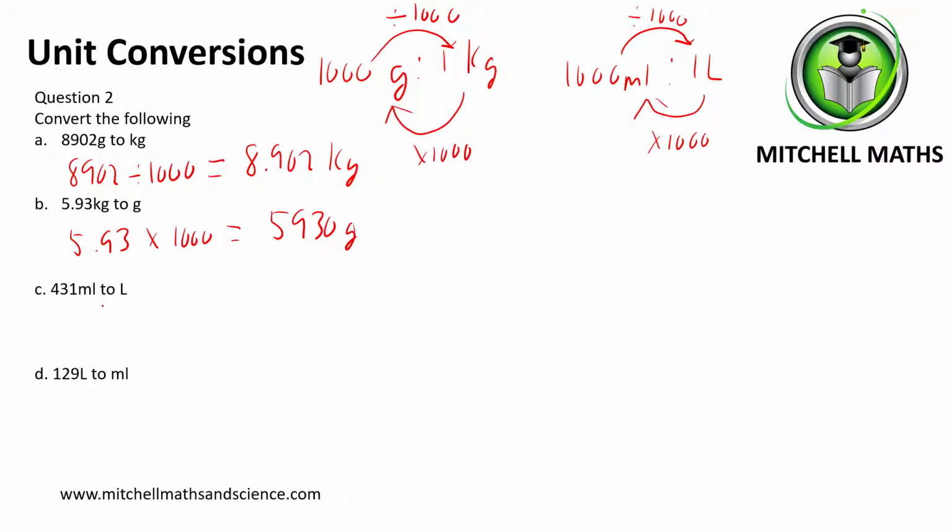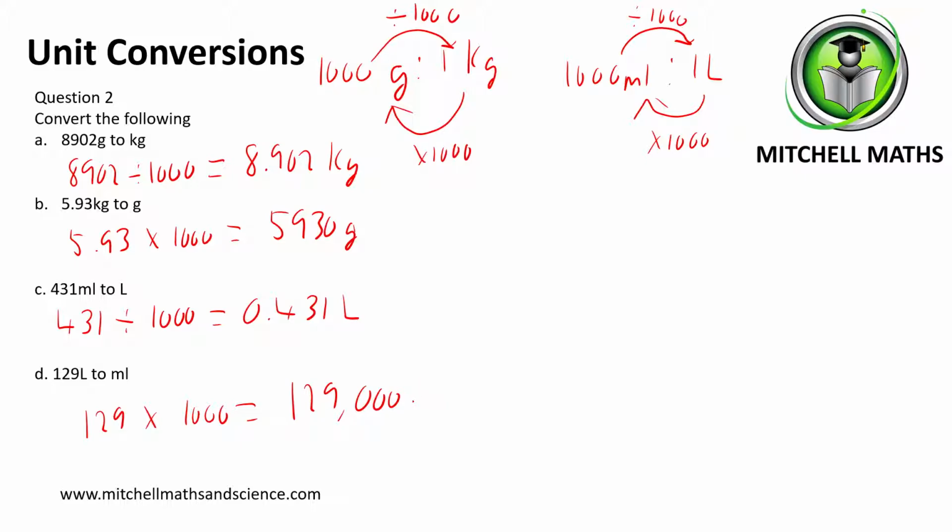And we're going to now convert 431 millilitres to litres, so we're going to the bigger unit, so we're going to need to divide. That's 0.431 litres. And finally, we're going from litres to millilitres, so if we're scaling to the smaller unit, we'll need to multiply. So 129 times 1,000, don't just do the one that looks right. 129,000 millilitres. So that's how to convert between grams and kilograms and millilitres and litres.